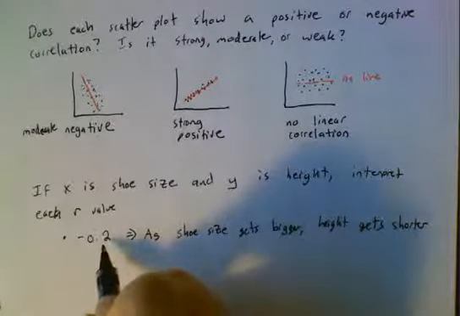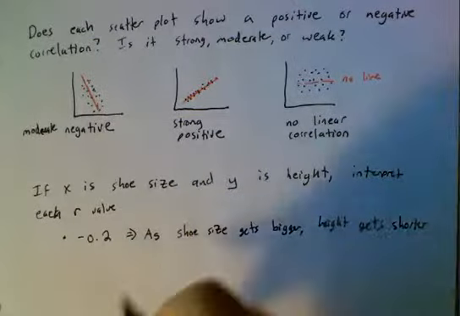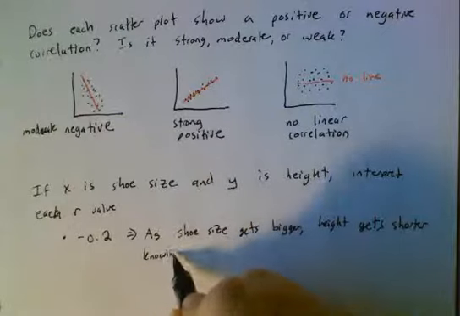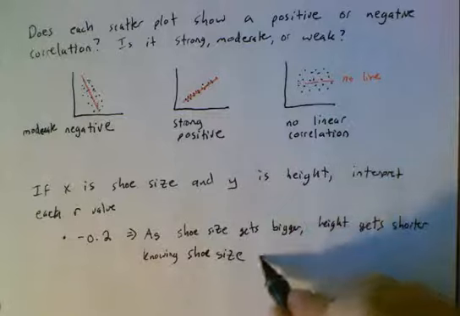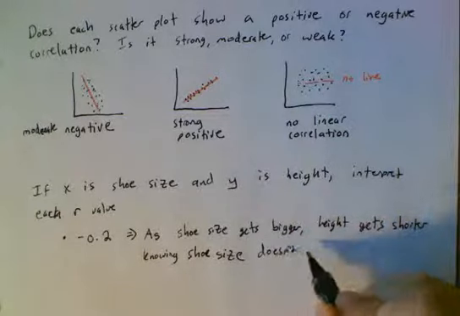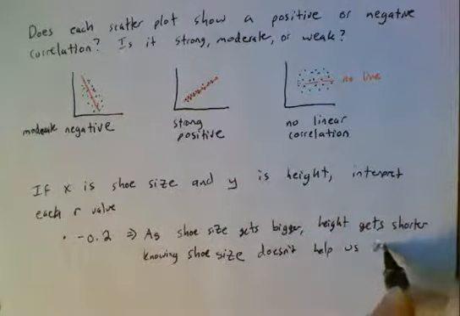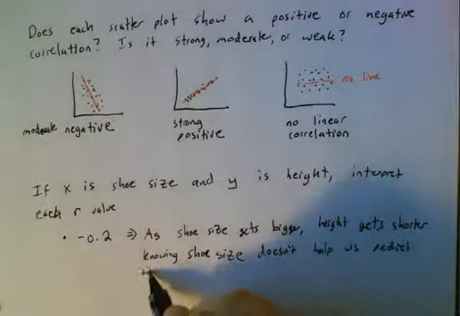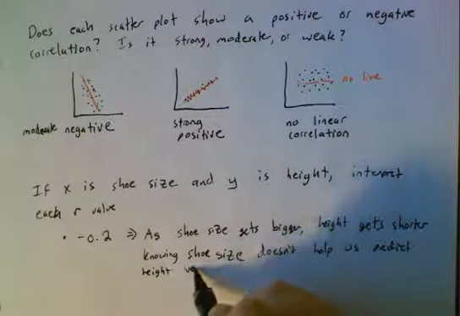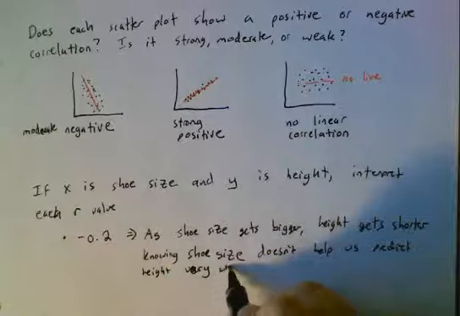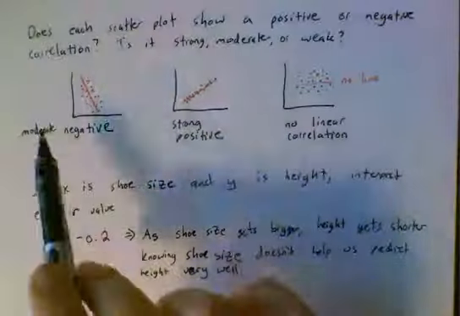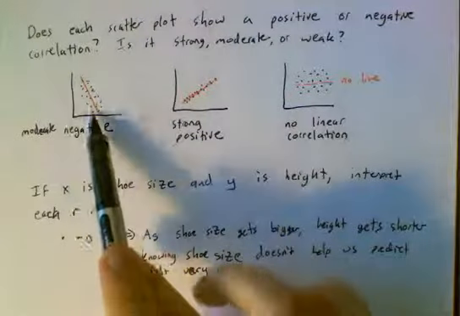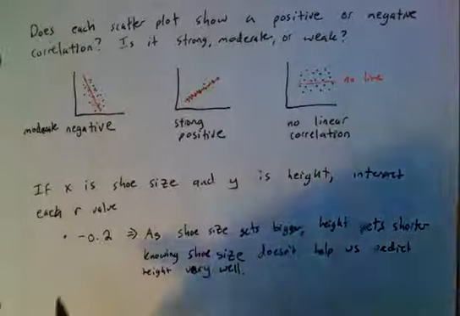So what we're saying is that knowing shoe size doesn't help us predict height very well. We can still generally say as shoe size gets bigger, height's going to get smaller, but it's not very tightly clustered to this line. If we know that X is this value, Y could still be a whole bunch of different values.